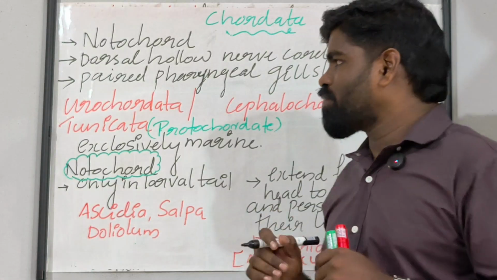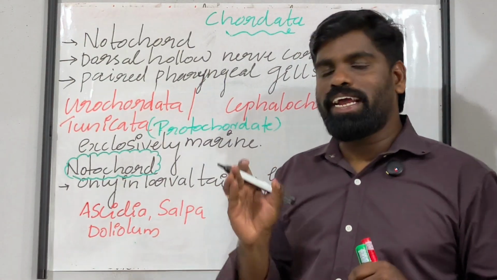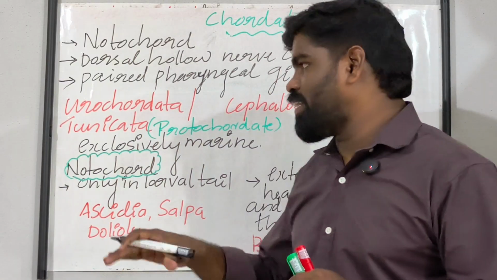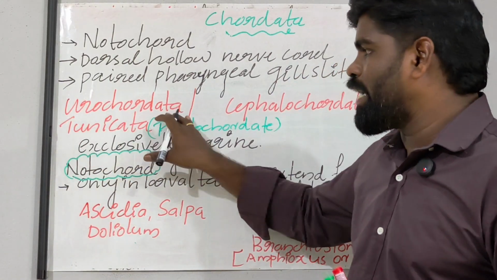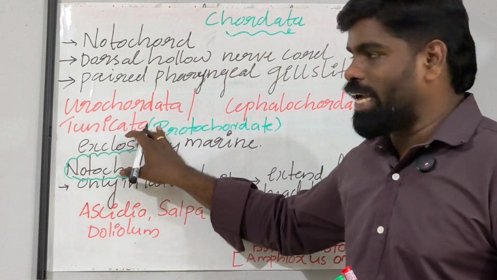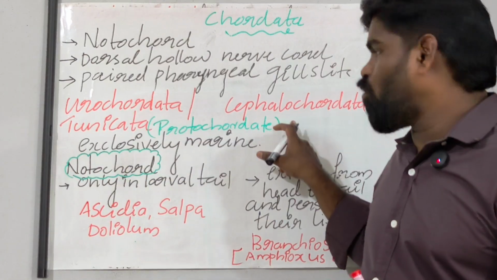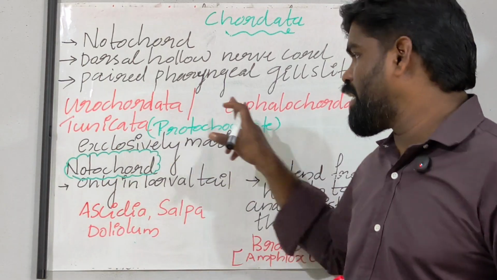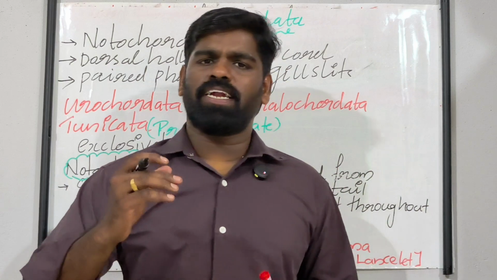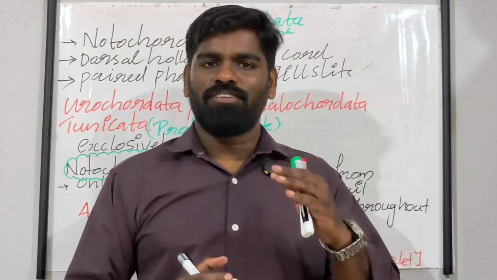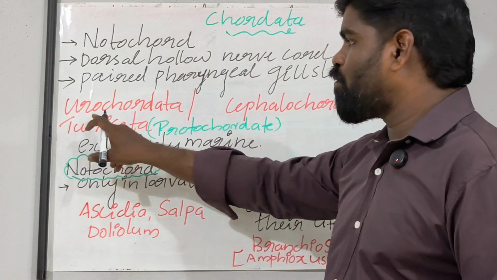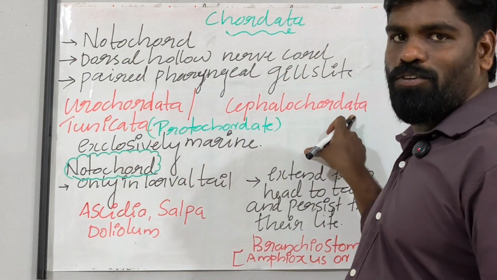Now chordates are categorized into three types. Urochordata or tunicata, cephalochordata, then vertebrata. Vertebrata we have to study somewhat in detail, so that we can discuss in the upcoming portions. So here, urochordata or tunicata, and cephalochordata.